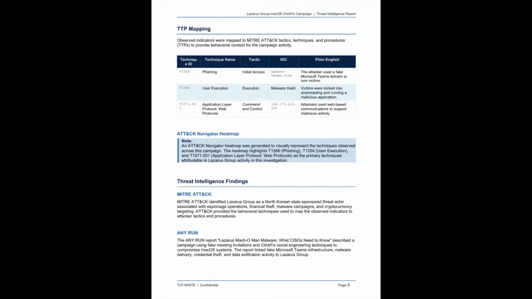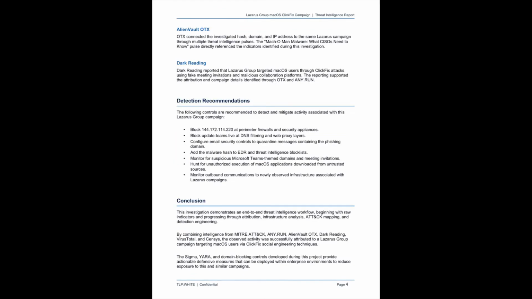The investigation linked all 3 indicators to the Lazarus Group's ClickFix campaign, which used fake Microsoft Teams infrastructure to deliver malware and steal sensitive information. The findings were mapped to MITRE ATT&CK techniques and used to develop detection and prevention recommendations.